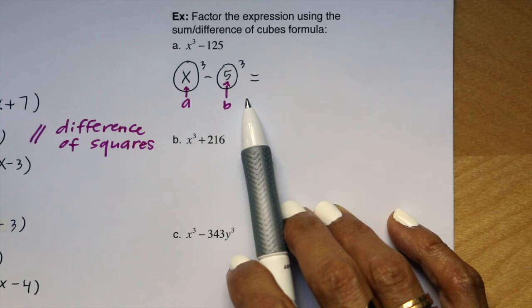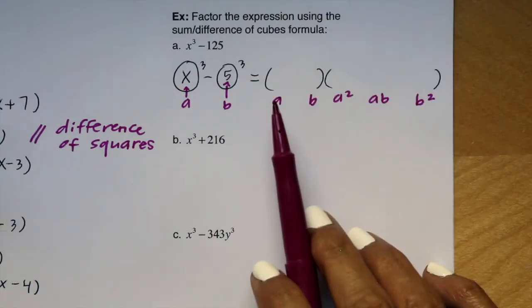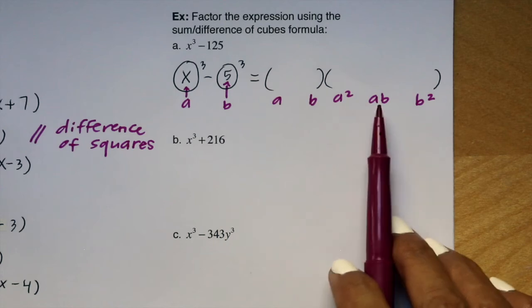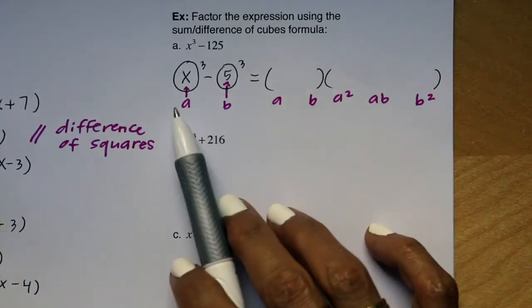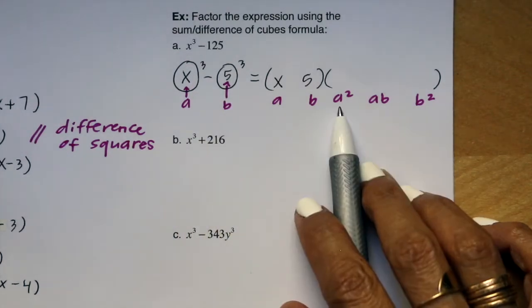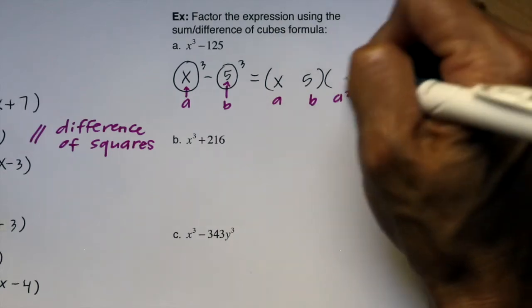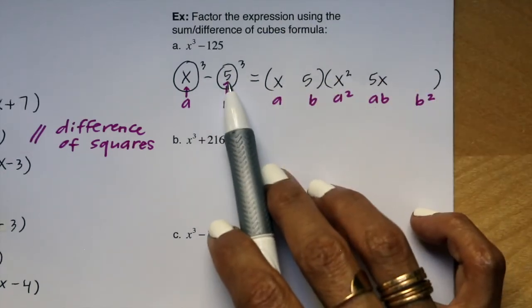To factor anything in this form, of a cubed minus b cubed, or a cubed plus b cubed, we're going to use a little and big parentheses, and then you're going to fill in a squared, a times b, b squared, and then the signs go SOAP. So instead of a, we're going to put x. Instead of b, we're going to put a 5. Right here, it's a squared, so we're going to take x and square it. A times b, so we're going to multiply them together. B squared, we're going to take this and square it.